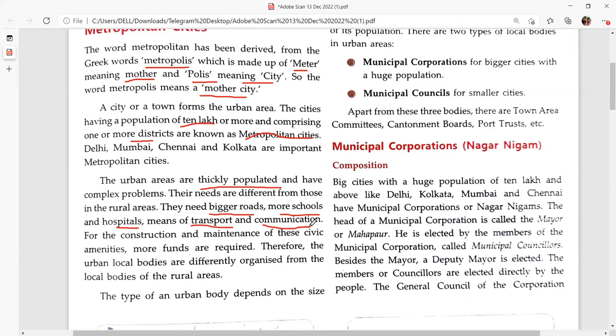Yes, in bigger cities we need aviation, means aeroplane, we need an airport facility, hospitals, good schools for education, because when people come to settle in an urban area, their children must have a school so that they can go and study over there. So for the construction of civic amenities in an urban area, we need more funds, and the urban local bodies are organized differently from the rural local bodies, because rural local bodies can't look after these urban areas. So for proper organization of these urban cities, we have a separate urban local body or urban local self-government.